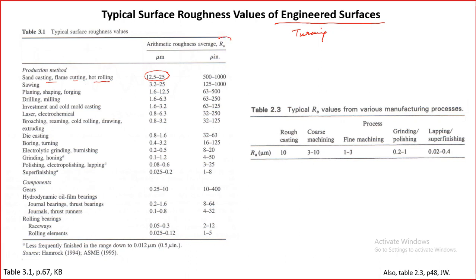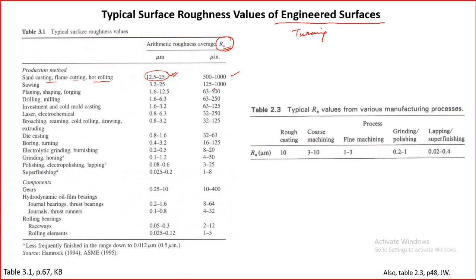So again, you see in the majority of cases you will see Ra, not other values. So Ra is 12.5 to 25 micron. So this we can call a little rough surface. And if we want to see it in micro inch, then this is the micro inch. So simply converted micrometer into micro inch.